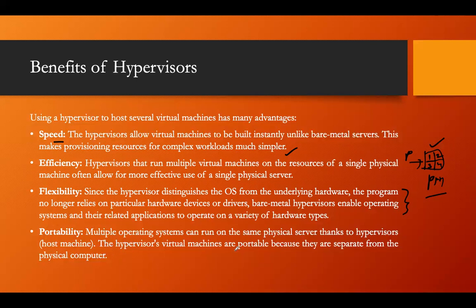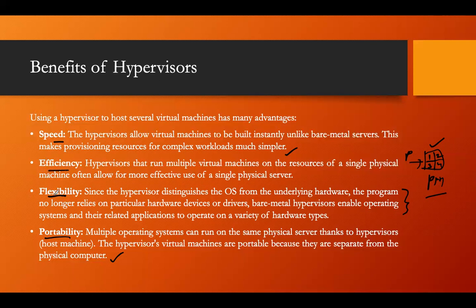The hypervisor's virtual machines are portable because they are separate from the physical computers or physical machines. So here they will provide the portability, meaning many operating systems can reside in one host machine or one physical machine. Flexibility in terms of what is required: any person will be given the hardware which is required.